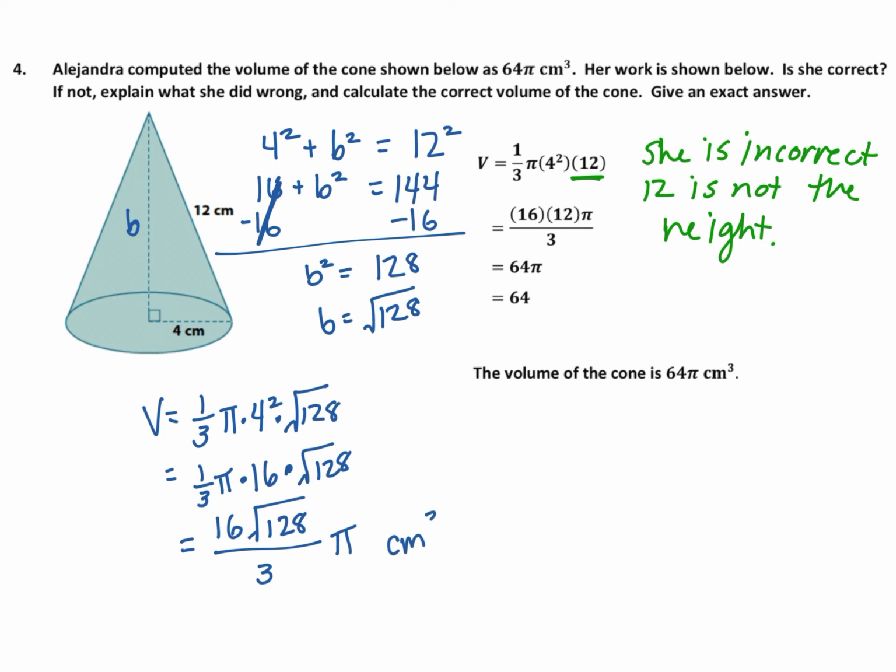Number 5 says, what is the length of the chord of the sphere shown below? The chord is this section here. Since this is a radius, and this one is also a radius, both of those have a measurement of 9 meters.